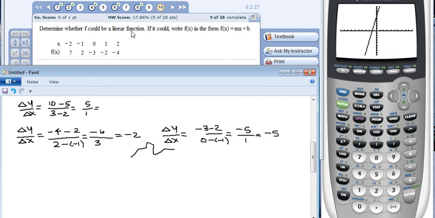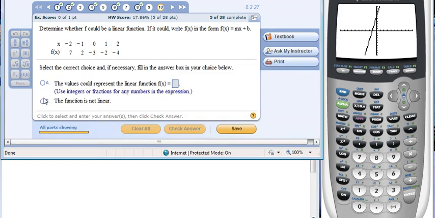Okay, linear means straight line. It can't be crooked in any way. So this one's not linear. As soon as you find two that don't match, then it's not linear.